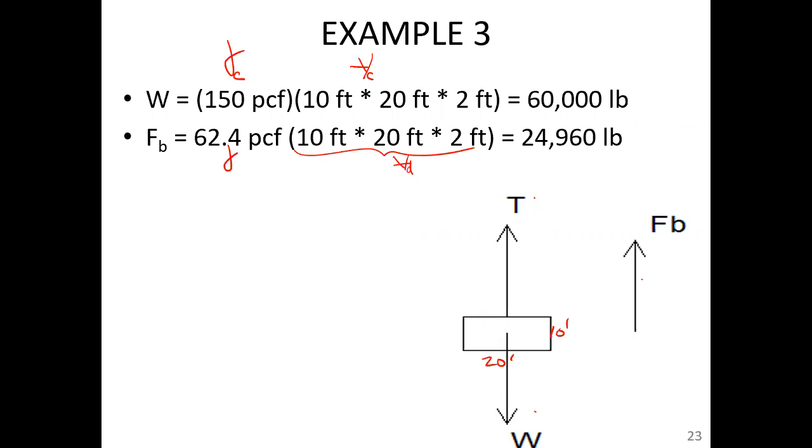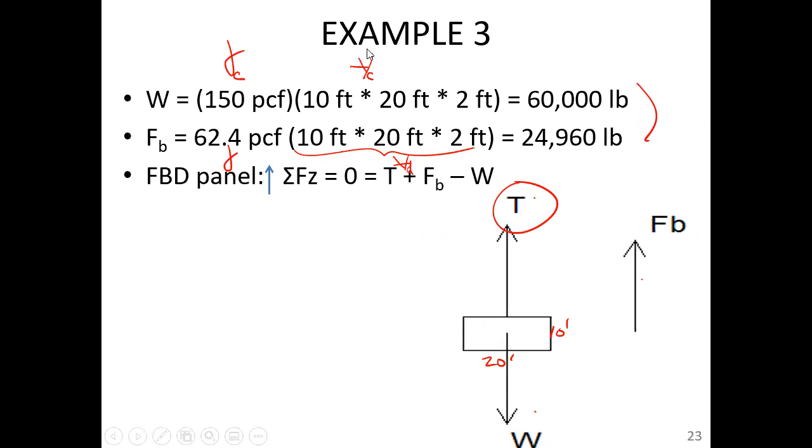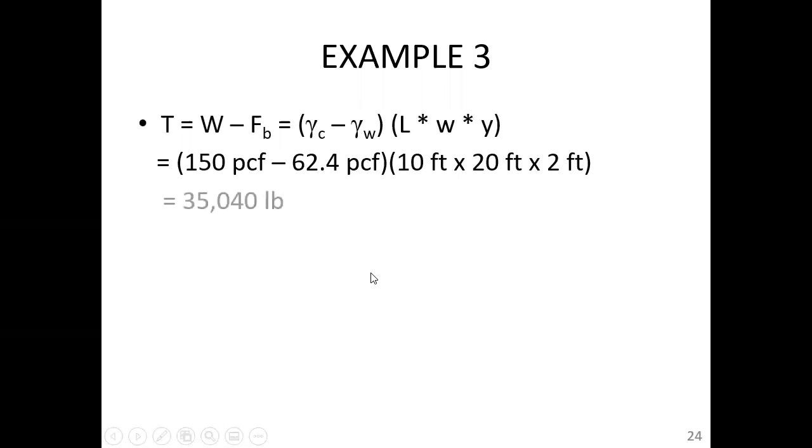However, we don't want it to go to the bottom. What is going to offset these two is the tension force. So in this case, again, from the free body diagram, sum of the forces in the vertical direction is 0, equal to the tension plus the buoyant force minus the weight. We just calculated the buoyant force and the weight. So we can isolate the tension. The tension is the weight minus the buoyant force. And that would be our 60,000 pounds minus our almost 25,000 pounds, which gives us 35,040 pounds.